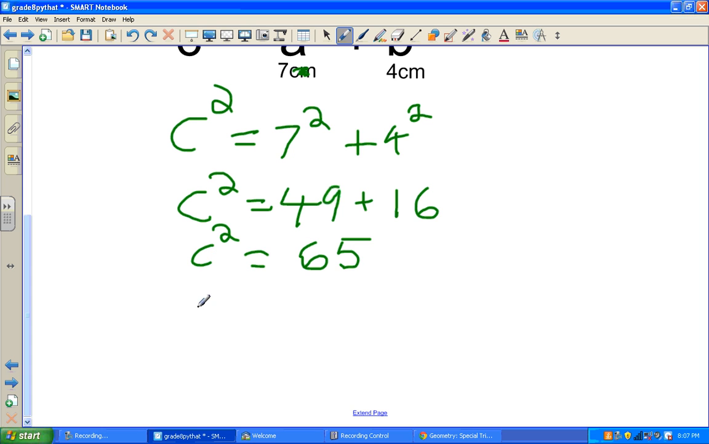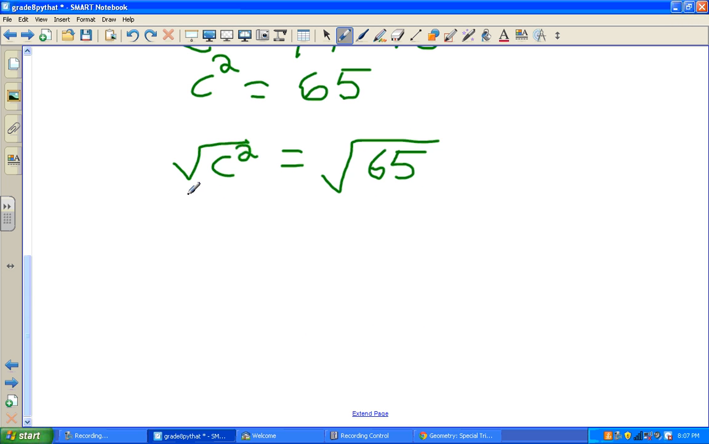Now I know what C squared is going to be. The problem is, I don't want C squared, I want just C. So to get rid of this squared, the opposite of squaring something is finding the root of something. So if I take the root of C squared, because I did it to one side of the equation, I have to do the exact same thing to the other side. So I have to go root of 65. Of course, this will end up canceling out the squared, so that will be gone, and I'll be left with C.